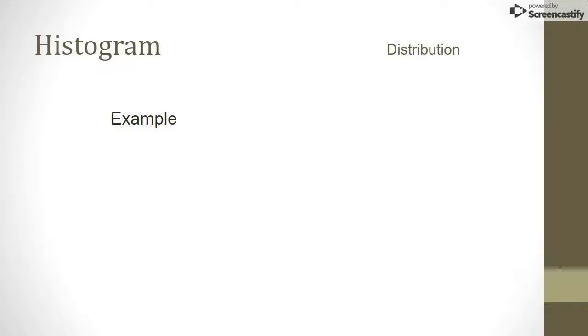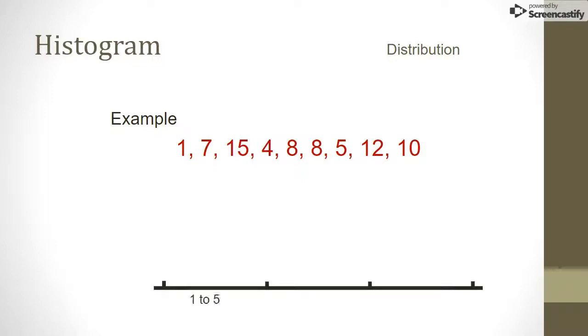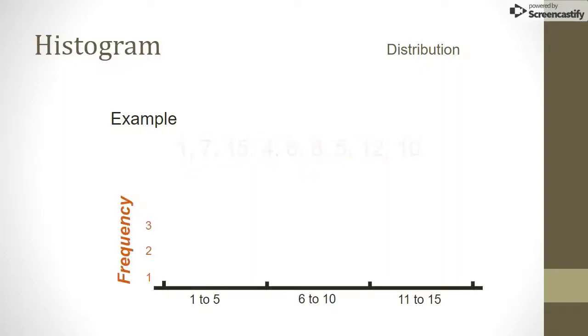Let's create a histogram to represent this data set. From this example, we'll break the data into ranges of 1 to 5, 6 to 10, and 11 to 15. We'll place labels on the x-axis to indicate these ranges. Again, these ranges of values are referred to as class intervals. We've also reordered the data to make it easier to divide into the ranges.